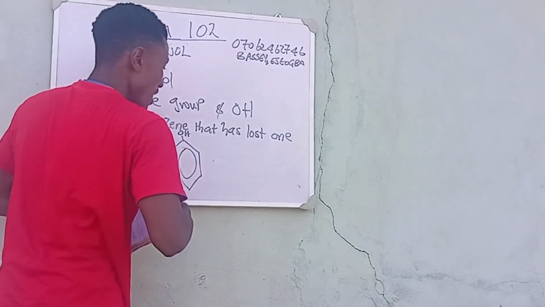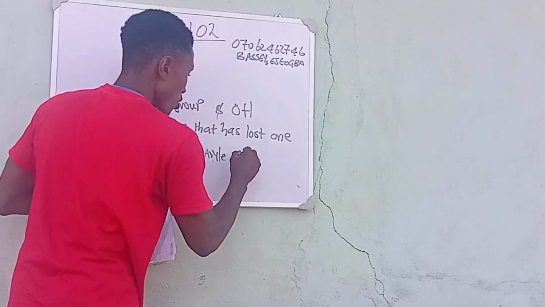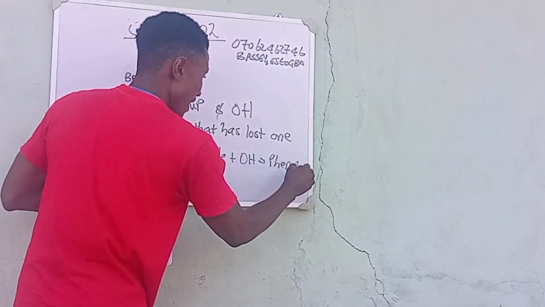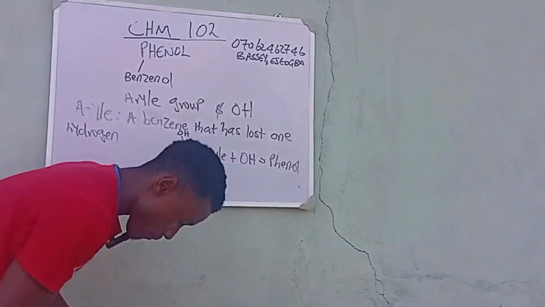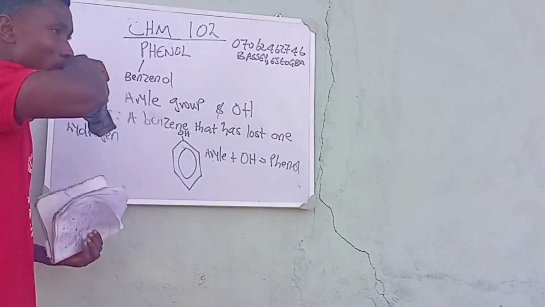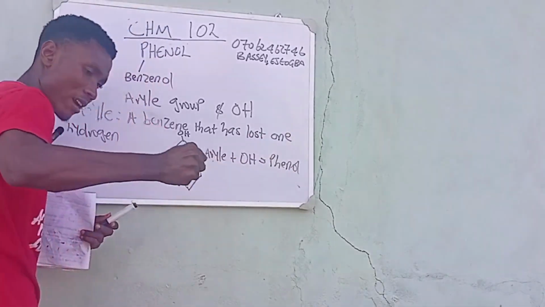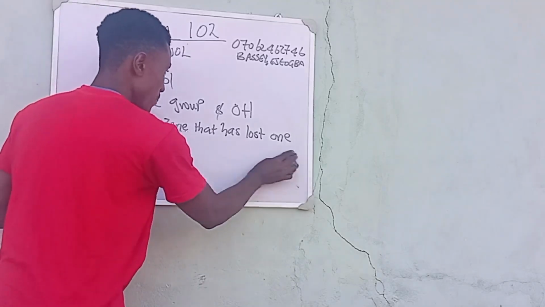So what we simply say is: aryl plus OH equals phenol. It is very important that you take note of this point. So basically from here, we can know the names of compounds when they are presented.